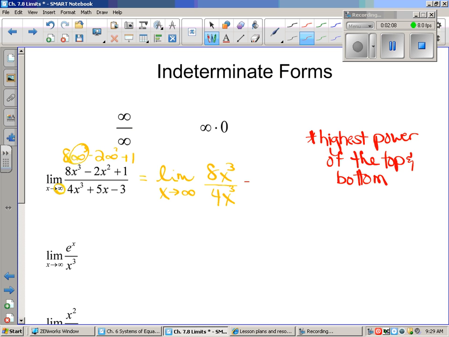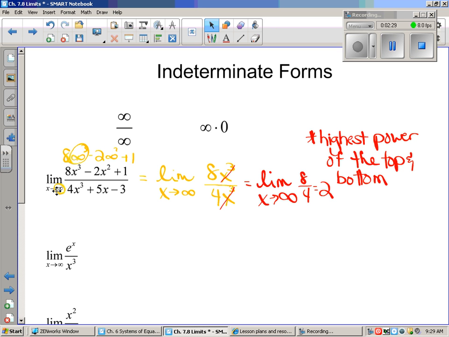you can really easily see that what we're dealing with here is the limit as x approaches infinity. And now what we're going to do is simplify that. The x cubes divide out, and so we have 8 divided by 4, which is 2. And I'll just put it as 8 divided by 4. We can easily see that the answer to that was 2. All right, let's look at another one.